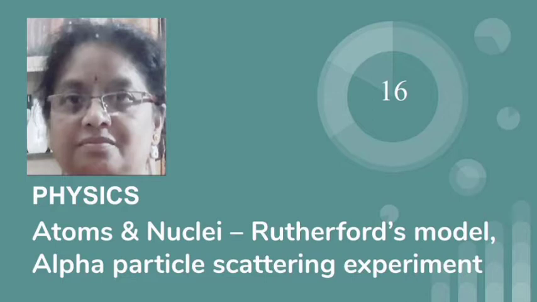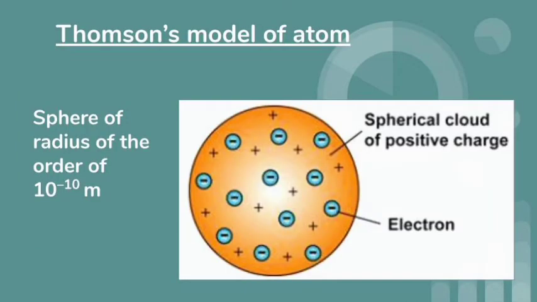You already know that the structure of the atom proposed by Thomson was assumed to be a sphere of radius of the order of 10 to the power minus 10 meter, in which the entire mass and positive charge were uniformly distributed, and the negative charges, the electrons, were embedded like seeds in a watermelon or like plums in a pudding, as shown in the diagram. That is the reason the Thomson model of the atom is sometimes called the plum pudding model.